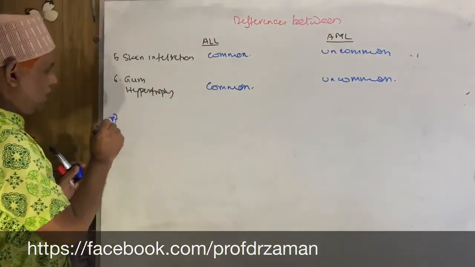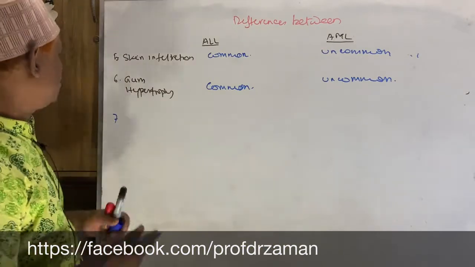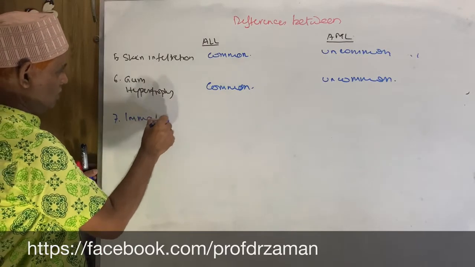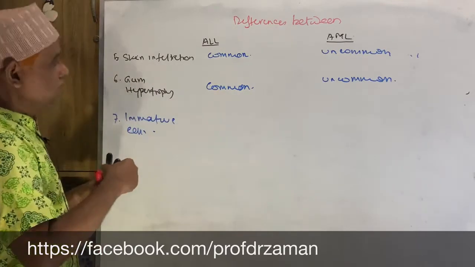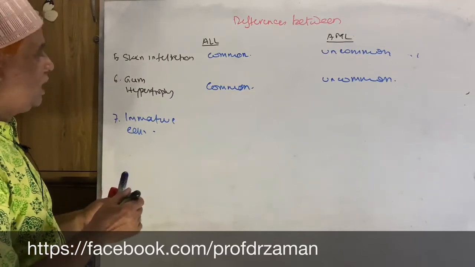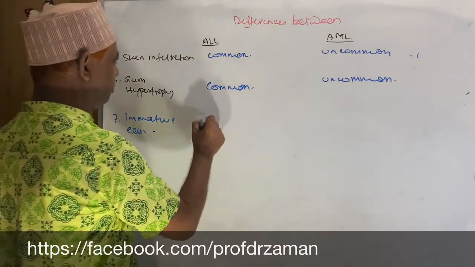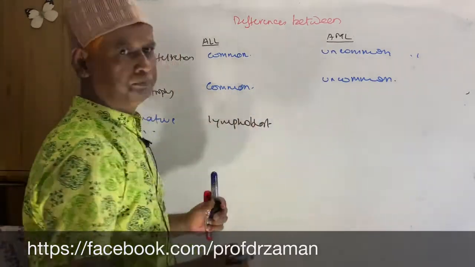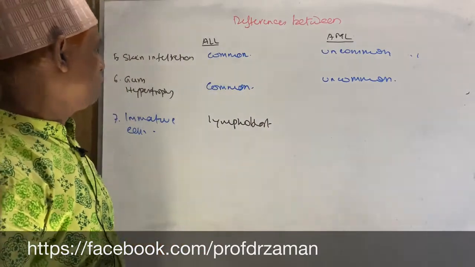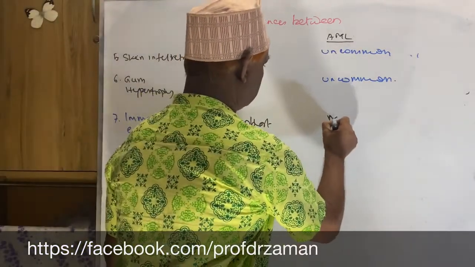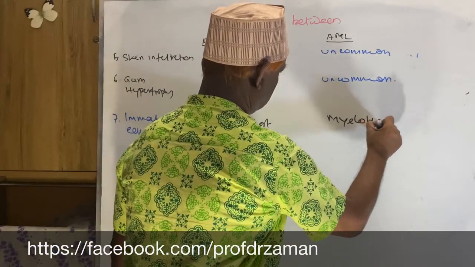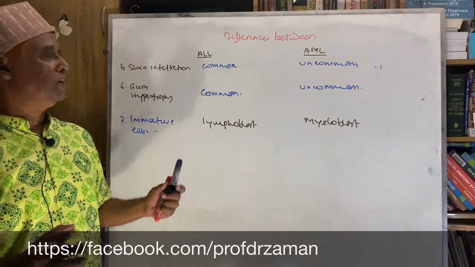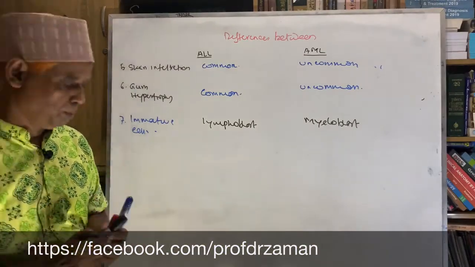Then the immature cells in peripheral blood or bone marrow. In case of acute lymphoblastic leukemia, the immature cells are lymphoblasts. But in case of acute myeloblastic leukemia, the immature cells are myeloblasts. So dear audience, these are the differences between acute lymphoblastic leukemia and acute myeloblastic leukemia.